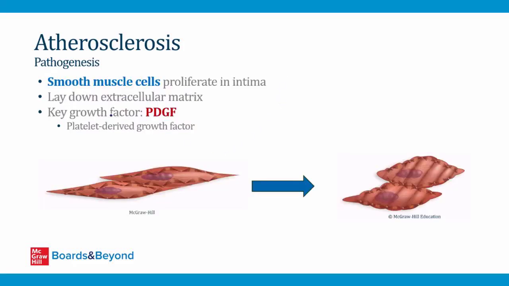And then the final element of the pathogenesis of atherosclerosis that we'll discuss has to do with smooth muscle cells. They proliferate in the intima layer in vessel walls that are affected by atherosclerosis, and they lay down lots of extracellular matrix. And this is an element of those plaques that build up in the artery wall. And this has been studied quite a bit in the basic science literature, and one of the key growth factors is platelet-derived growth factor, or PDGF. This is one of the major growth factors that leads to smooth muscle cell proliferation. This isn't really clinically relevant, but worth knowing this for your board exams.